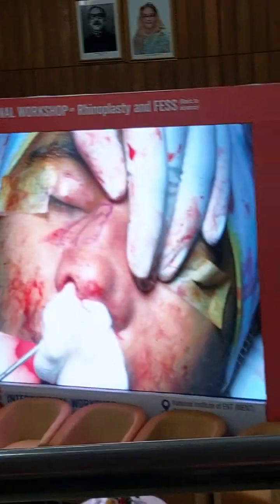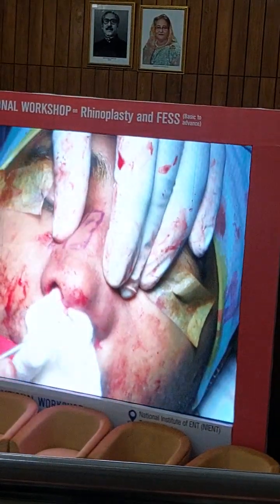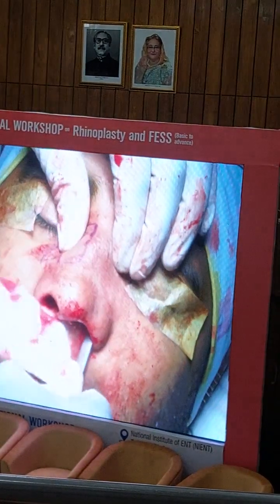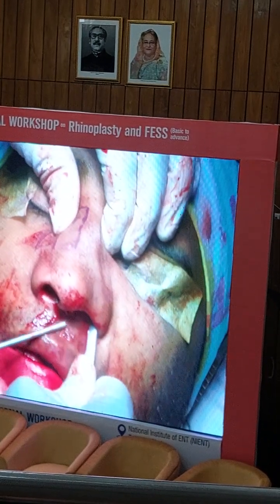This should be clear from your mind. So we just reach the level of the medial canthus, then once you reach the level of the medial canthus, then you just rotate superiorly.